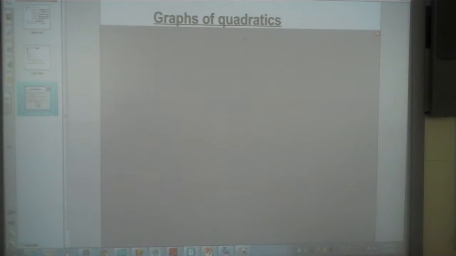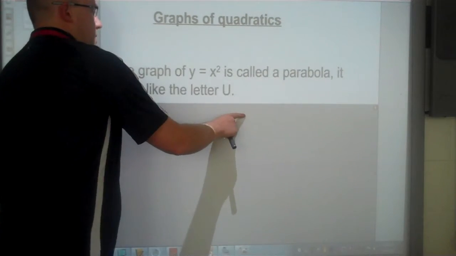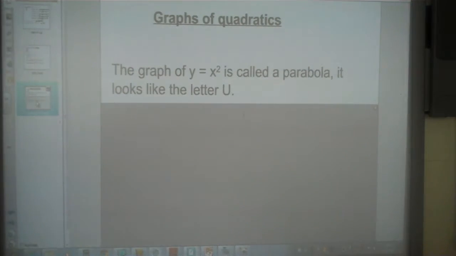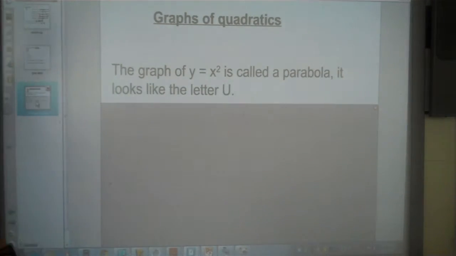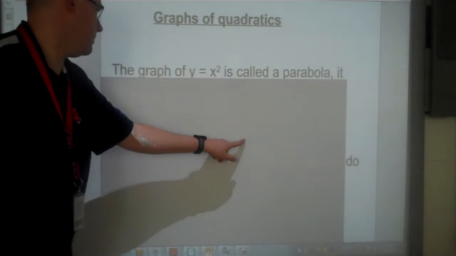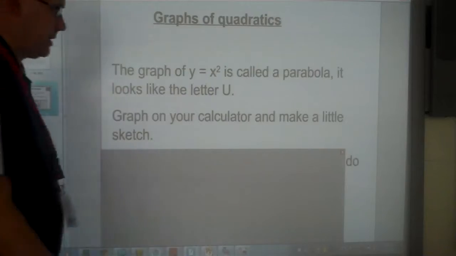Now, most of today's lessons are actually going to be discovery, but there are a few notes to go with this. So we're going to look at graphs of quadratics today, and just a reminder that the graph of a quadratic is just something with x squared in it, not 4 like it might sound. And when you draw that shape, it's called a parabola, and it actually looks like the letter U.